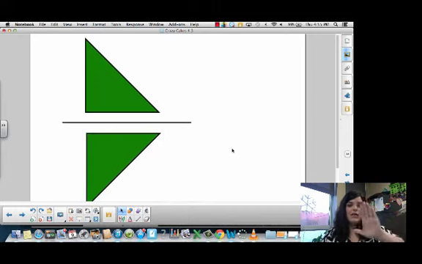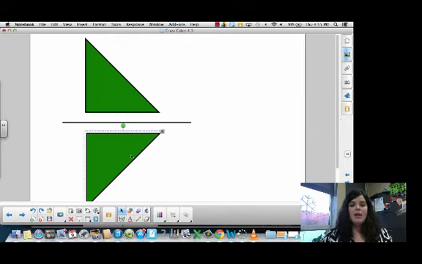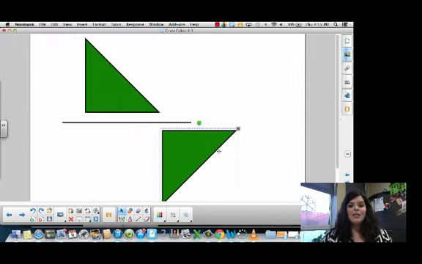And I can flip this one down over the line. So notice how the bases are still the same. If I were to fold this one up or flip it back up, it would become the same shape. Those are congruent.